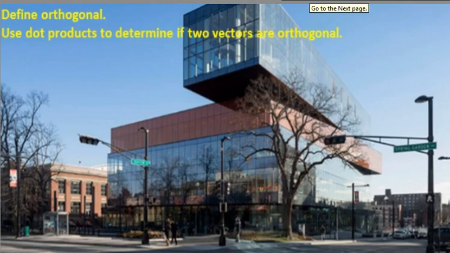In this episode we're going to talk about orthogonal vectors. By the end of this short video you should be able to define orthogonal and use dot products to determine if two vectors are orthogonal. So I have a picture of this interesting building here. The reason I have this picture is because there are some orthogonal shapes in this particular building setup.